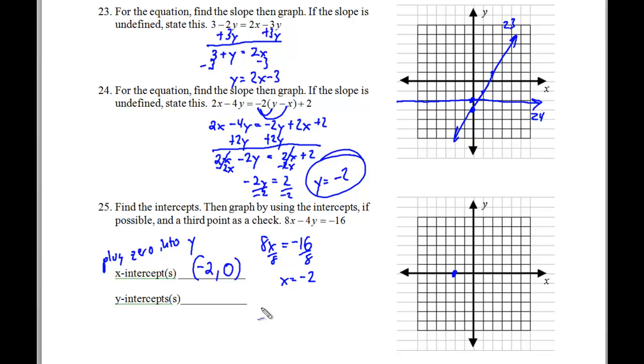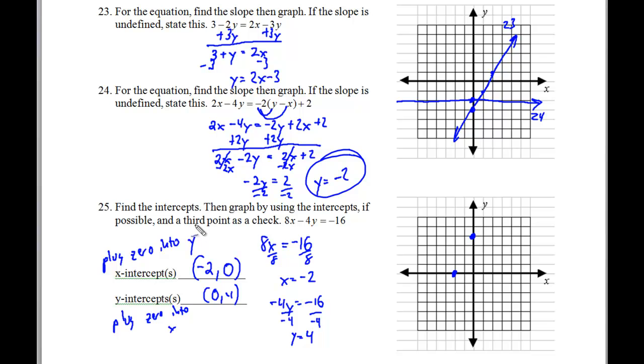Now let's go to the y-intercept. So to find the y-intercept, we're going to plug 0 into x. Plug 0 into x. So what we're going to have then is negative 4y equals negative 16. So we plug the 0 into x, 0 minus 4y equals negative 16. So now we divide both sides by negative 4. Y is equal to 4. So this gives us the y-intercept of 0 comma 4, which is 1, 2, 3, 4 right there.